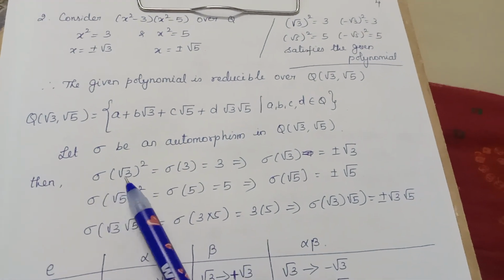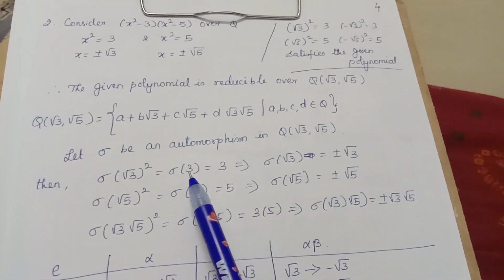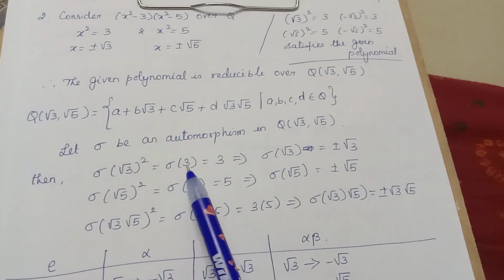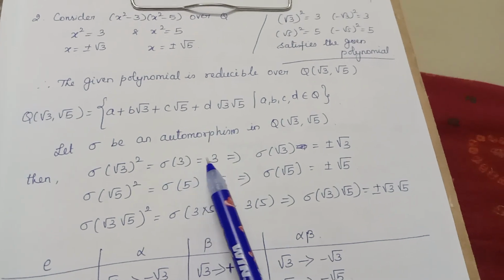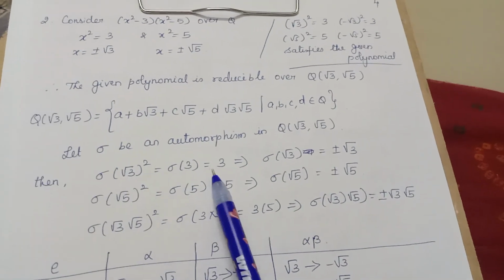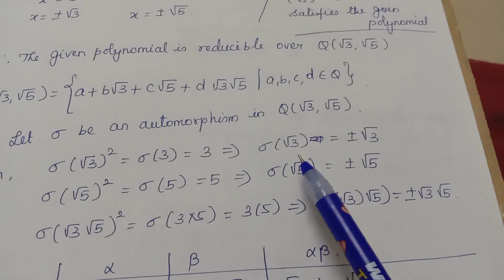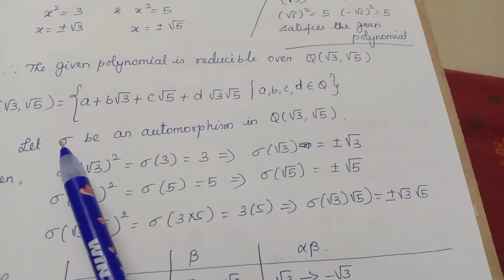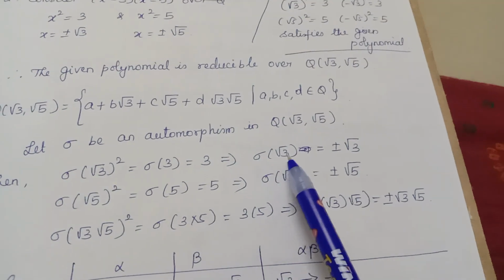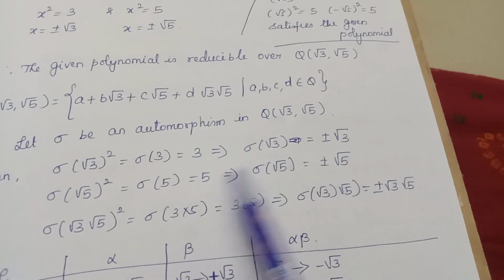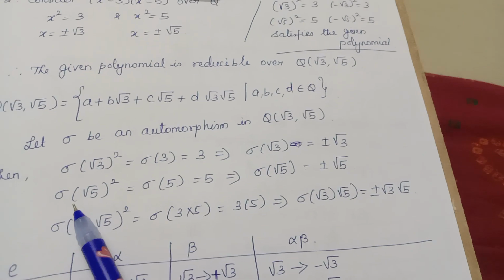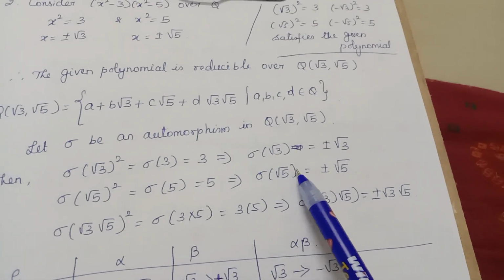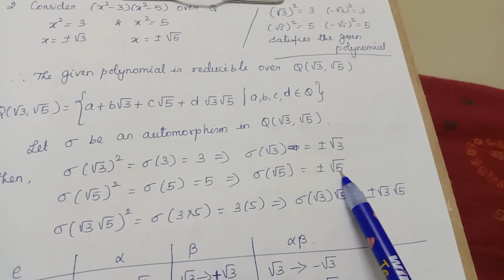Okay. So sigma of root 3 square equal to sigma of 3. This is a rational number. We know every rational number is left fixed by any automorphism. So sigma of 3 is equal to 3 itself. So by taking square root on both sides, what will you get? Sigma of root 3 equal to plus or minus root 3. That means every automorphism transforms root 3 into either plus root 3 or minus root 3. In a similar way, I can conclude every automorphism sigma on root 5 acts like either it goes to plus root 5 or minus root 5.